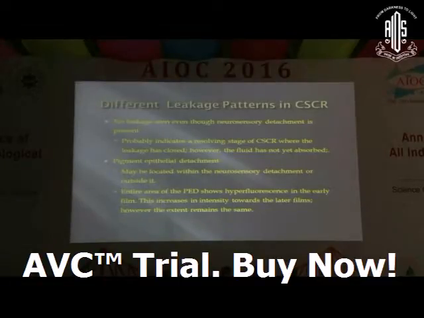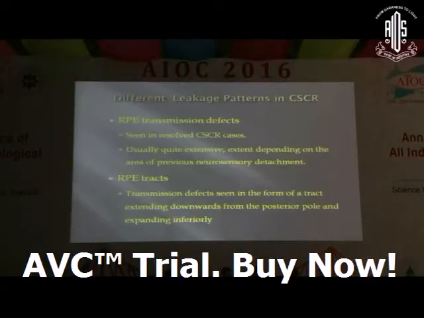Pigment epithelial detachment is the next. It may be located within the detached area of the retina or it may lie outside of it. The entire area of pigment epithelial detachment shows hyperfluorescence in the early film. This increases in intensity toward the later films. However, the extent remains the same. The size remains the same.